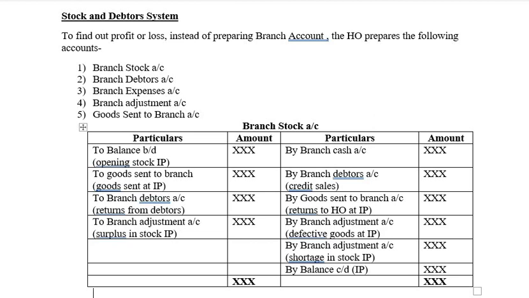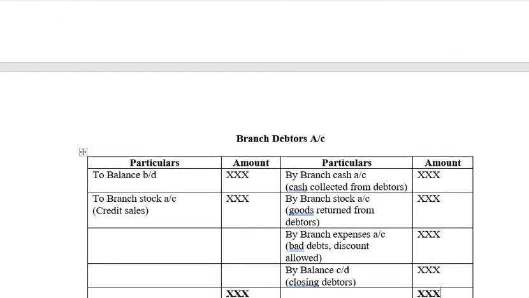by goods sent to branch account, in the bracket return to head office at IP. By branch adjustment account, defective goods at IP. By branch adjustment account, shortage in stock at IP. By balance carried down. So this is how the branch stock specimen looks, and this is how they prepare the branch stock account.